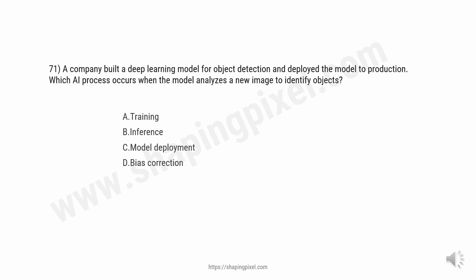Question number 71. A company built a deep learning model for object detection and deployed the model to production. Which AI process occurs when the model analyzes a new image to identify objects? Option A. Training. Option B. Inference. Option C. Model deployment. And option D. Bias correction.